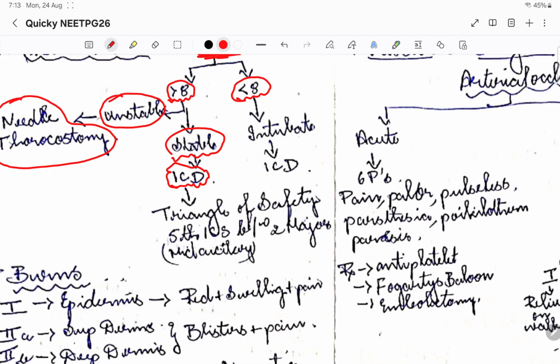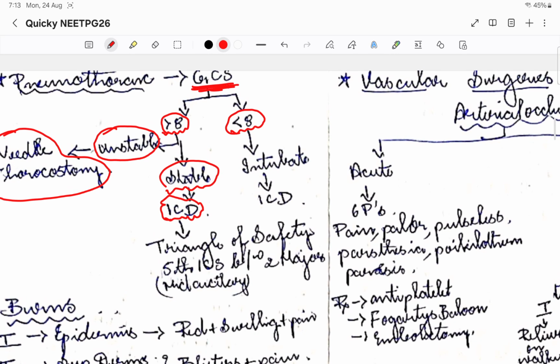But if the patient has a GCS of less than 8, first we do the intubation, because the airway is what we are supposed to secure first, and then we go for breathing. A, B, C, D means A first and then B, right? In low GCS the airway is also compromised, so we first intubate them, and then go for ICD, the specific management. There is no point in doing the needle thoracostomy, we'll go for ICD.